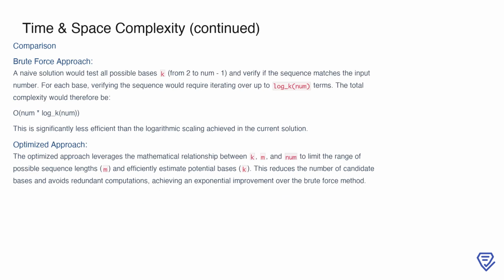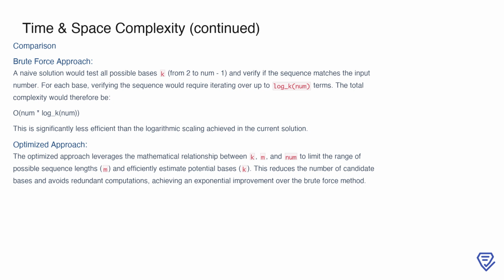Let's now compare this optimized approach to a brute force solution. A naive method would involve testing all possible bases k, ranging from 2 to number - 1, and verifying whether the sequence matches the input number. For each base, the verification process would involve iterating through up to log_k(number) terms. This results in a total time complexity of O(number * log_k(number)), which is significantly less efficient than the logarithmic scaling achieved by the optimized approach.